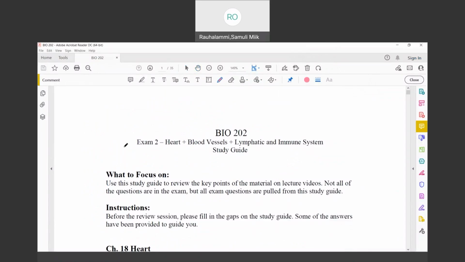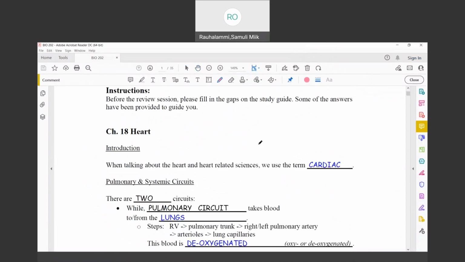We started with the chapter on the heart. One thing to notice is that whenever we're talking about anything to do with the heart, whether it's heart sciences, heart medicine department, or so on, you'll see people using the term cardiac to describe that.